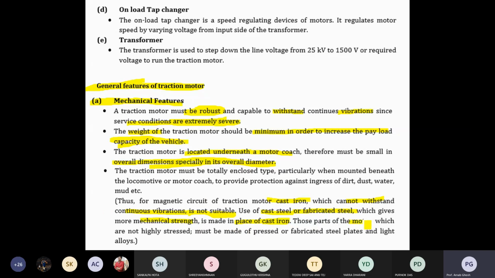Those parts of the motor which are not highly stressed must be made of pressed or fabricated steel plates and light alloy. Why are we also focusing on light alloy? It withstands the vibration, and the alloy material also makes it lighter in nature, so the additional load may be minimized.